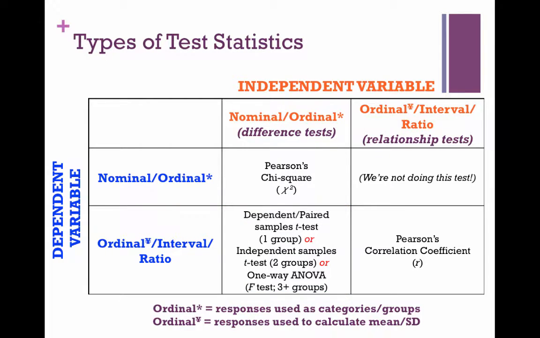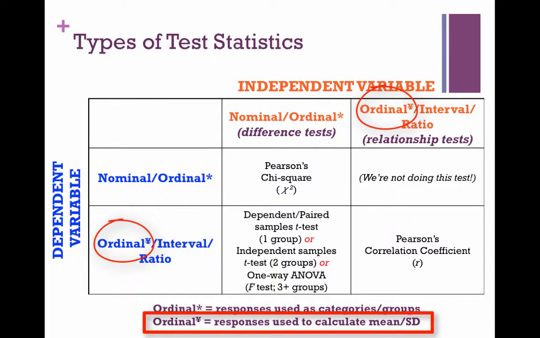But if our independent variable is quantitative, and we're looking to see the differences or the relationship between a quantitative independent variable and a dependent categorical variable, we're not going to learn the specific test. So what we are going to learn about, and what we have already, is looking at the relationship between two continuous variables, two quantitative variables.